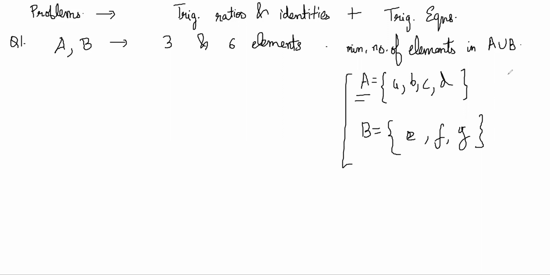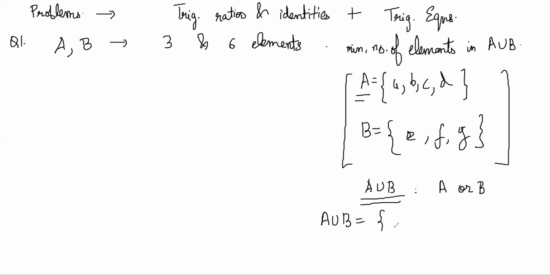And now you have these sets. Now A union B means A or B. So if you want to write the set A union B, then A union B means all the elements which are either in A or in B. So I will write A, B, C, D, E, F, G. This is the new set which is A or B. Either they are in A or they are in B.